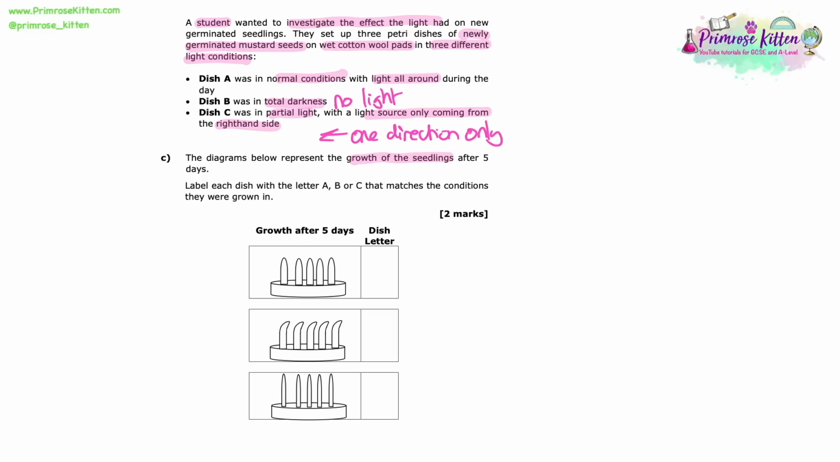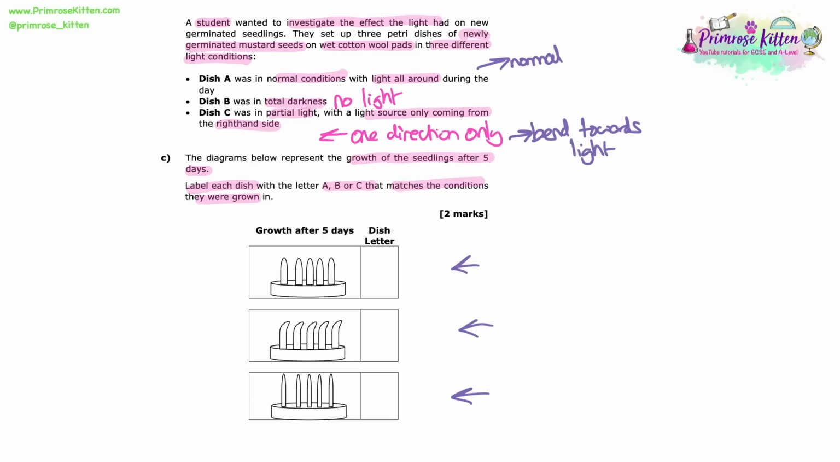The diagrams below represent the growth of the seedlings after 5 days. Label each dish with the letter A, B or C that matches the conditions they were grown in. So because it's got normal conditions and light all around, dish A is going to have normal shoot growth. We know that dish C, because it's going to have one direction only, it's going to bend towards the light. The previous questions we had led us to this idea that we're going to be talking about plant responses and hormones and the bending towards the light source.